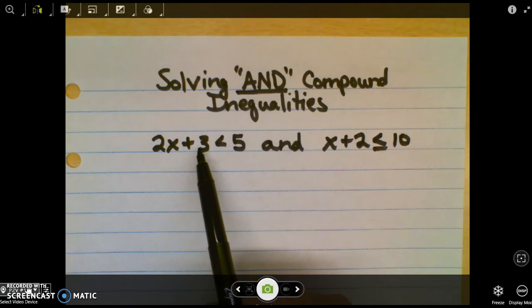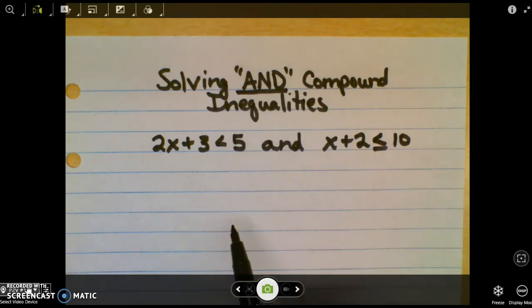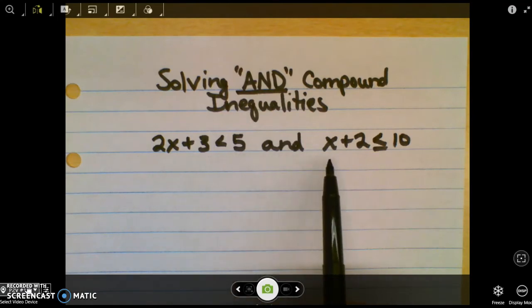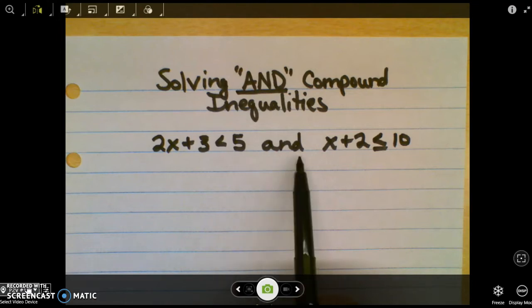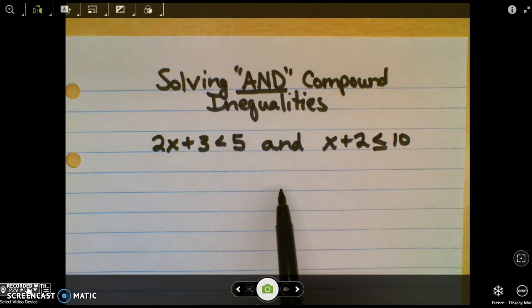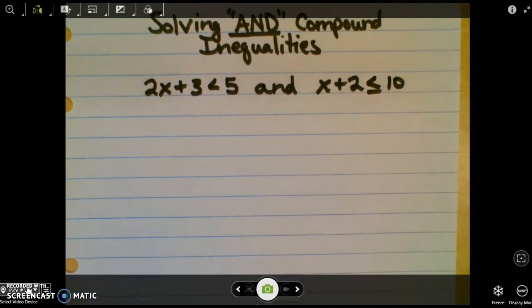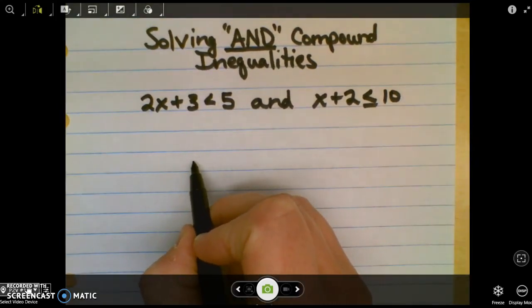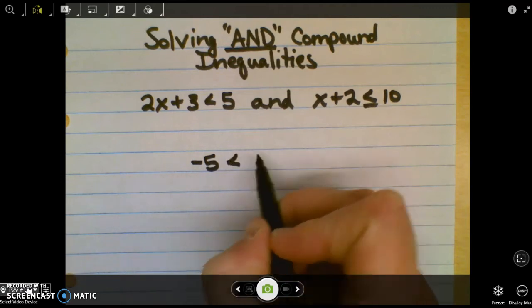For these, you would just solve each one and get what x was equal to on each of these, and then you would graph your number line. So there is another type of and compound inequality that still means intersection, but it looks different, and that is this type.